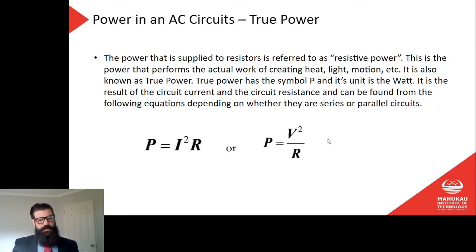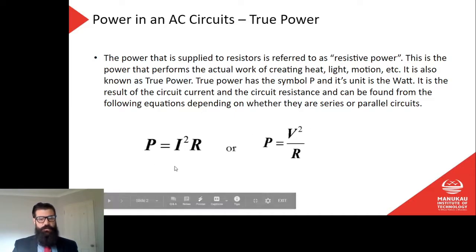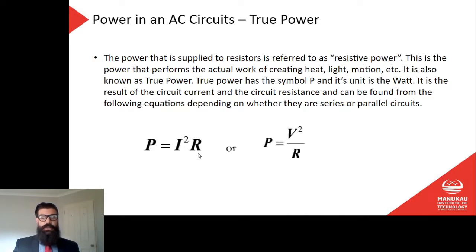These are the same slides as we had in the last slideshow, so I'll go through them pretty quickly. P equals I squared R, or P equals V squared over R. The reason why we would use those 2 different equations, it says here, depending on whether they're series or parallel, both of those equations are still valid whether you're in series or parallel. That's not the point. The point is that in a series circuit, I could measure the current, and I know that the current is the same at every point on that circuit. There's only one current in a series circuit.